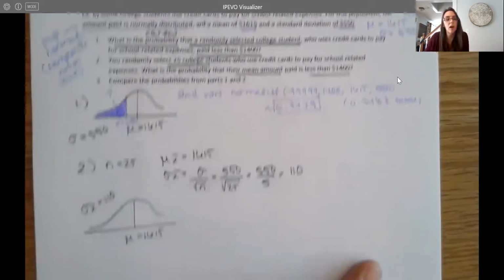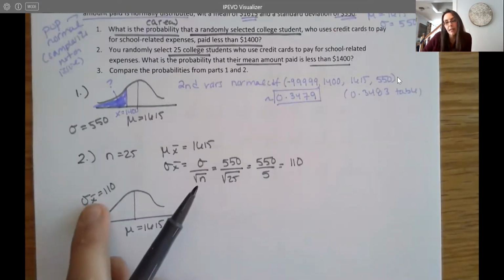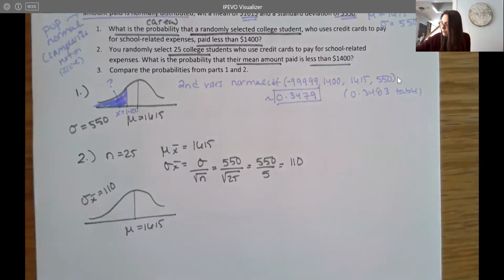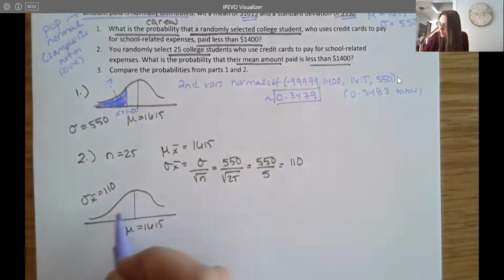Okay, so again, I'm just redrawing my picture. Again, noting my standard deviation has changed this time, right? Because now I have a sample, so I have a slightly different setup. I'm still looking at that 1400 though. So my picture is going to look pretty similar, but I'm going to get a different answer because my standard deviation is different. So again, I'm looking here, the x is 1400.